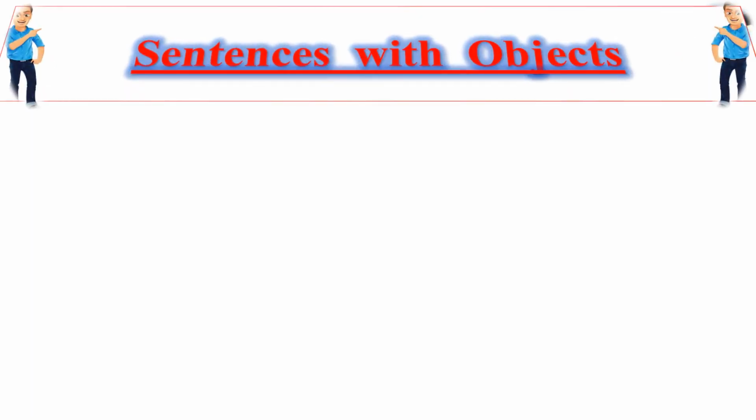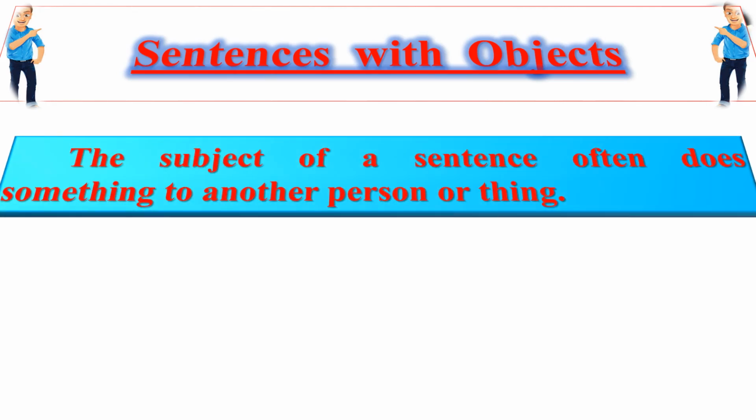So what do we mean by sentences with objects? The subject of a sentence often does something to another person or thing.